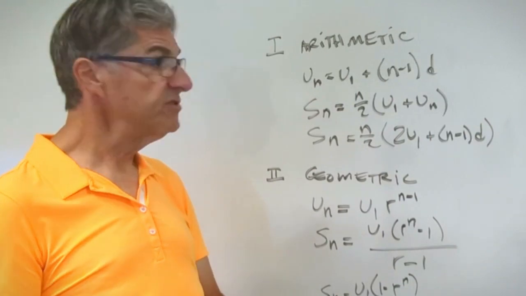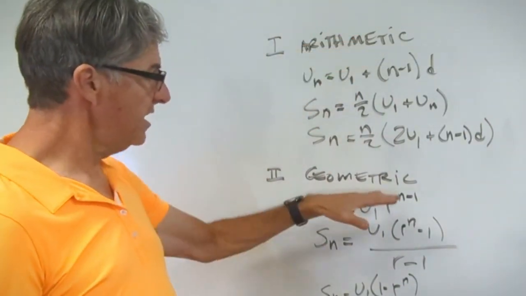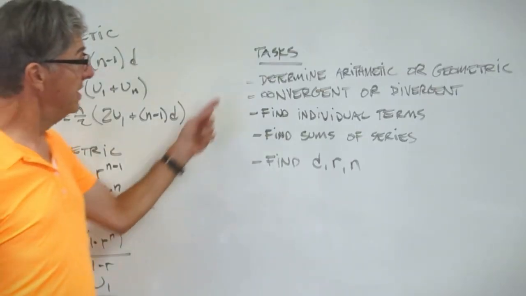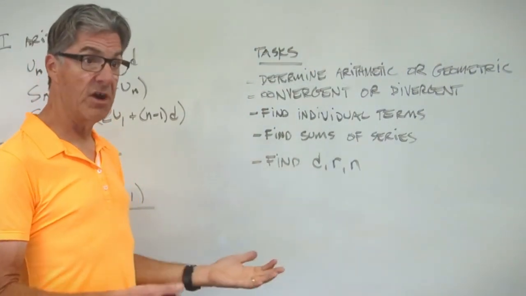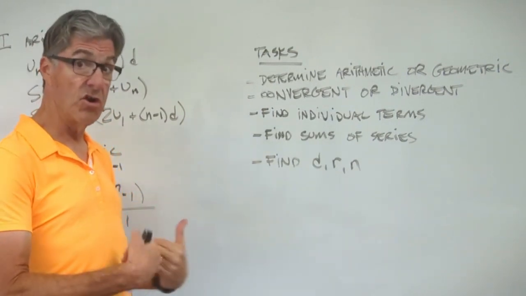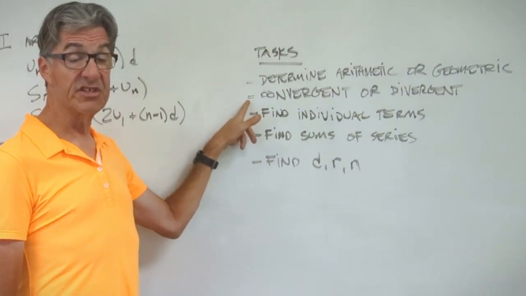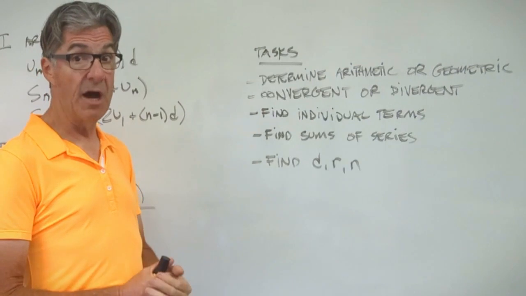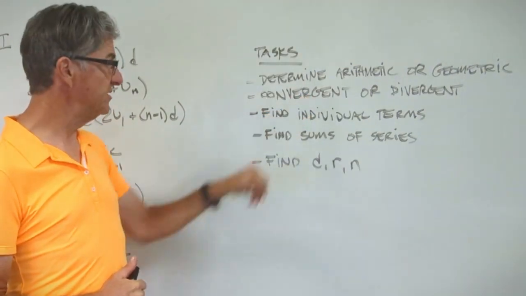Now, before we do some examples, let's take a look at the types of tasks that you're going to need to do with arithmetic and geometric sequences and series. So that's just right over here. Here's our tasks. First off, you need to look at a series and be able to say whether it's arithmetic or geometric, because if you can't tell, then you don't know which type of formula to use for that. Second thing, look at it to see whether it's convergent or divergent. That's a good thing to know. If you're asked to sum it up, then it has to be a convergent sequence.